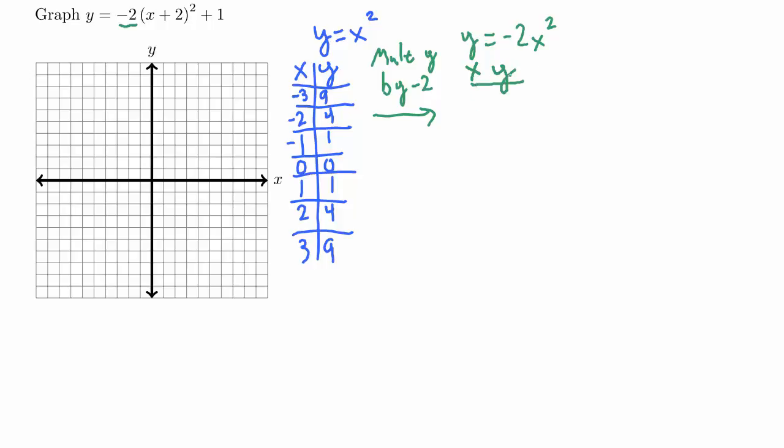And its table comes from the previous one. The difference is that the y values will change, so the x's will stay the same. So we still have -3, -2, -1, 0, 1, 2, and 3. But the y values I multiply by -2. So 9 times -2 is -18. 4 times -2 is -8. 1 times -2 is -2. 0 times -2 is 0. And so on and so forth.